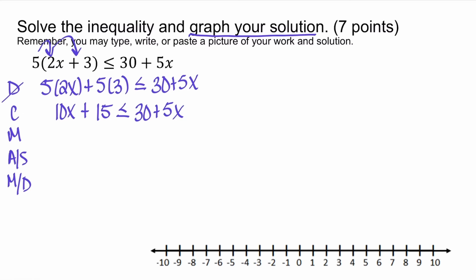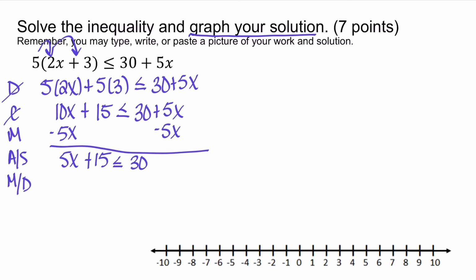We don't have any like terms on either side of our inequality, because the 10x and the 15 can't combine, and 30 and 5x can't combine. So now we're going to move all our variables to one side. On the right side, we have a plus 5x, so I'm going to do the opposite and subtract 5x from both sides. That gives me 10x minus 5x, which is 5x, plus 15 is less than or equal to 30, and then 5x and minus 5x will cancel.